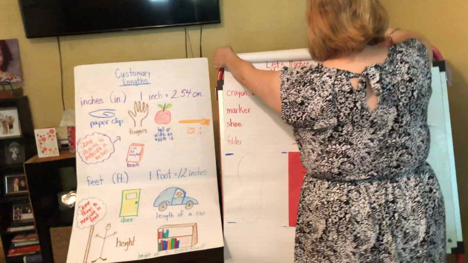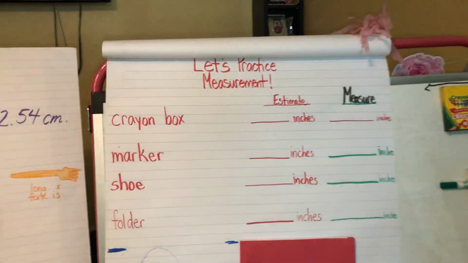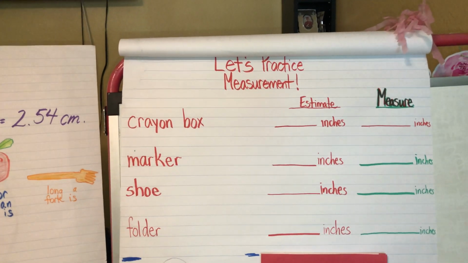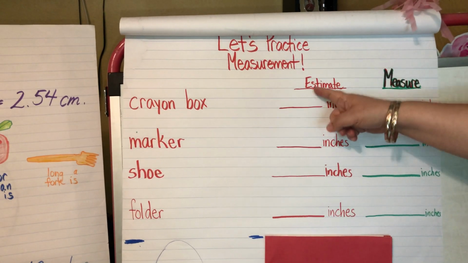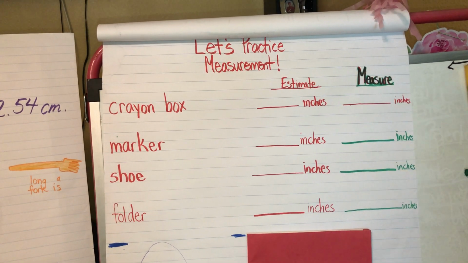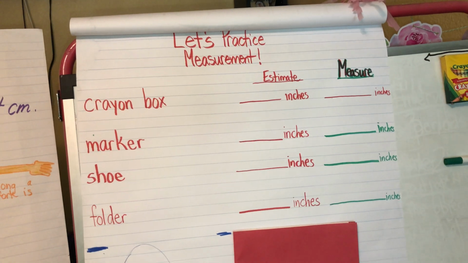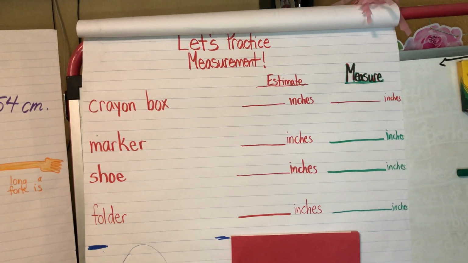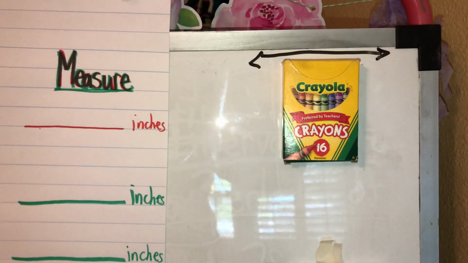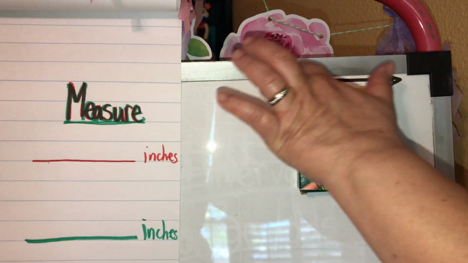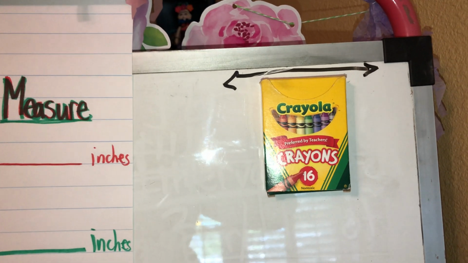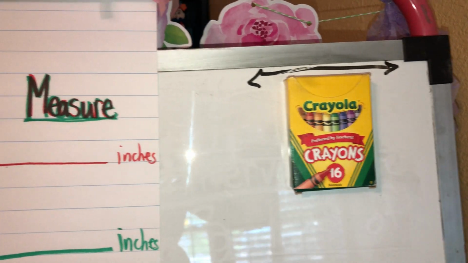And if I look over here, it says, let's practice measurement. And the first item I see is crayon box. And here I would write my estimate, and here I would actually measure. Now, estimate, that means to guess. Okay, guess how long or how wide. I have the crayon box here. And I'm going to first look at it and guess, how wide is it? How many quarters wide do you think can get across that? I'm going to go ahead and say 3. So I'm going to write 3.